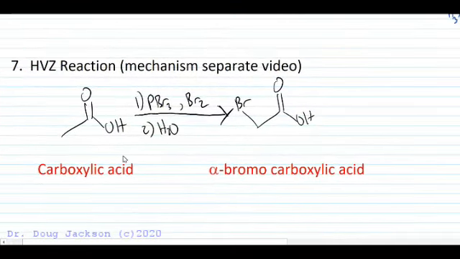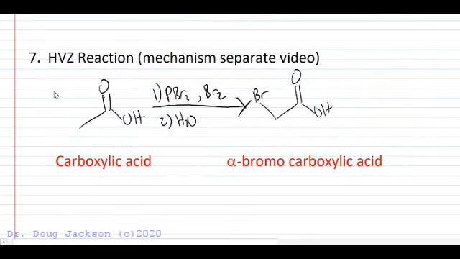Now, the HVZ reaction, another way to react carboxylic acid, what it makes is an alpha bromo carboxylic acid, and it is a sequential reaction between PBr3 and bromine, and then an aqueous workup. That mechanism will be in a separate video because it will fall in a later exam some semesters, and so check your reactions list to make sure whether or not it's on your list.